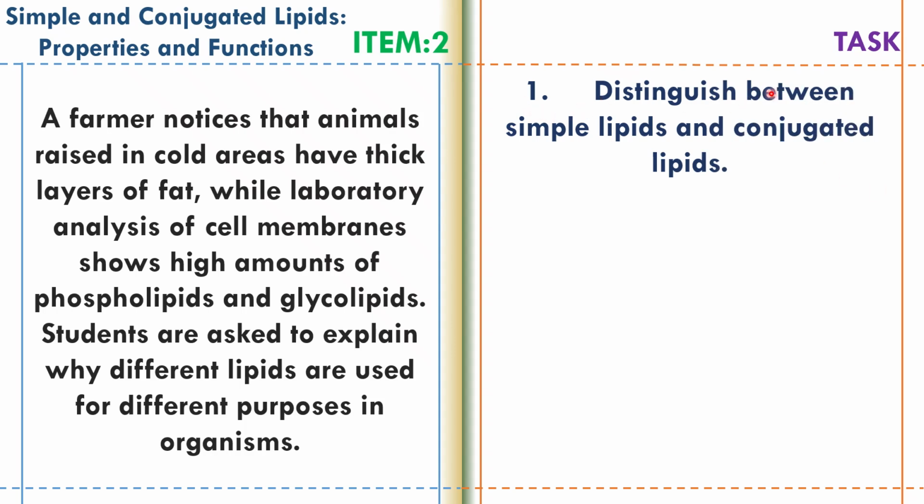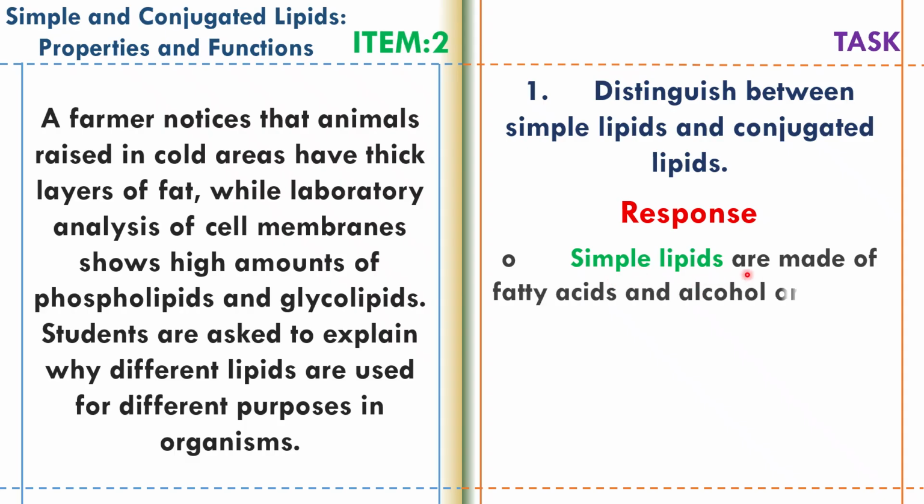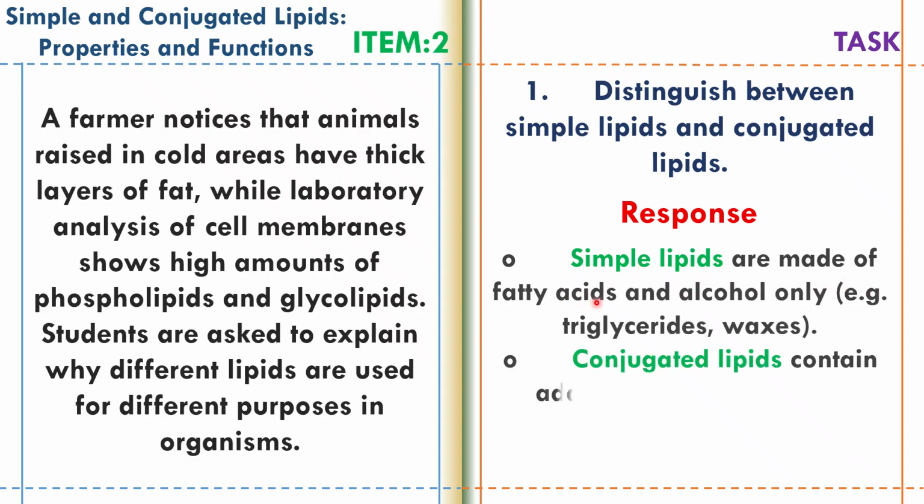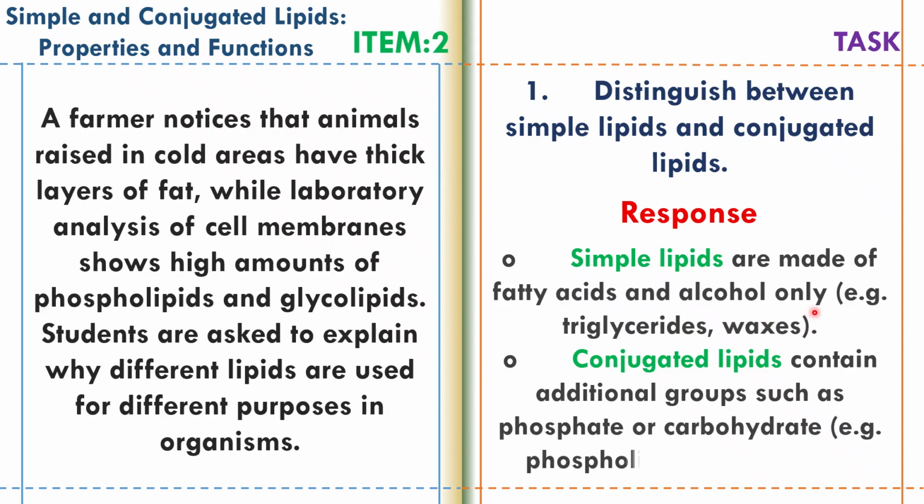Let's start with distinguish between simple lipids and conjugated lipids. Simple lipids are made of fatty acids and alcohol only, for example, triglycerides and waxes. Conjugated lipids contain additional groups such as phosphates or carbohydrates, for example, phospholipids or glycolipids.